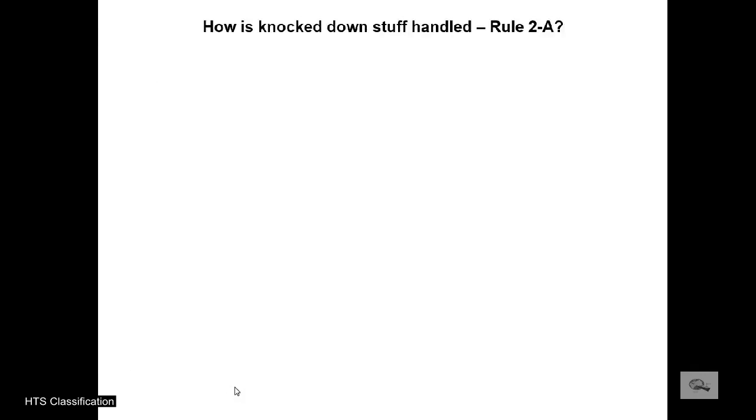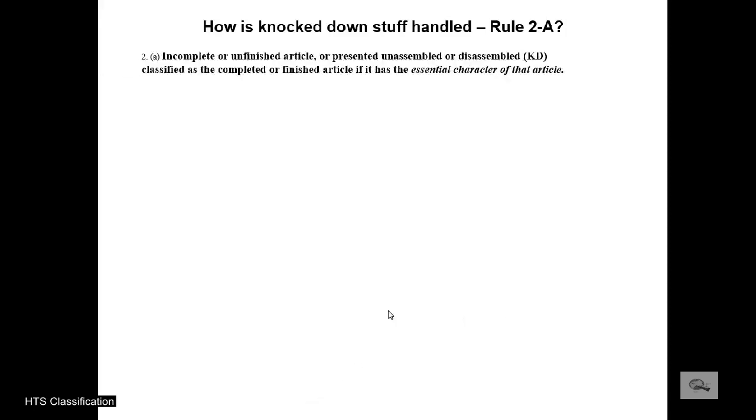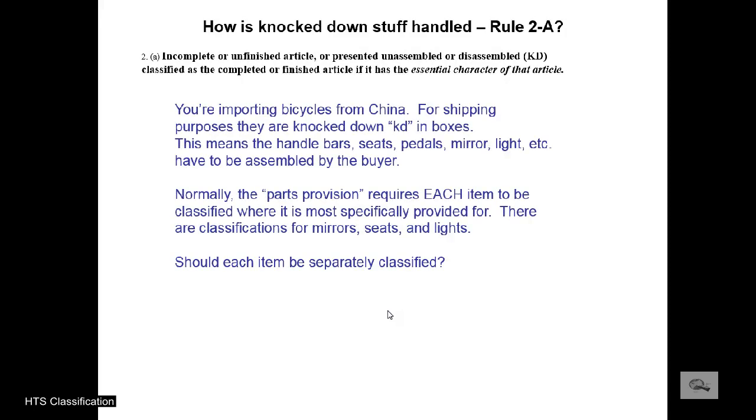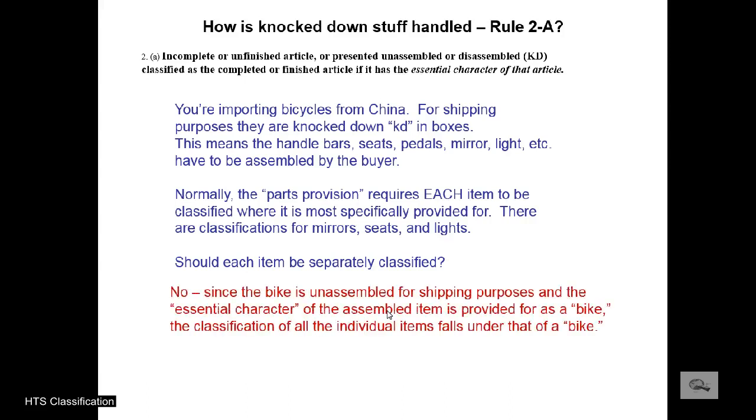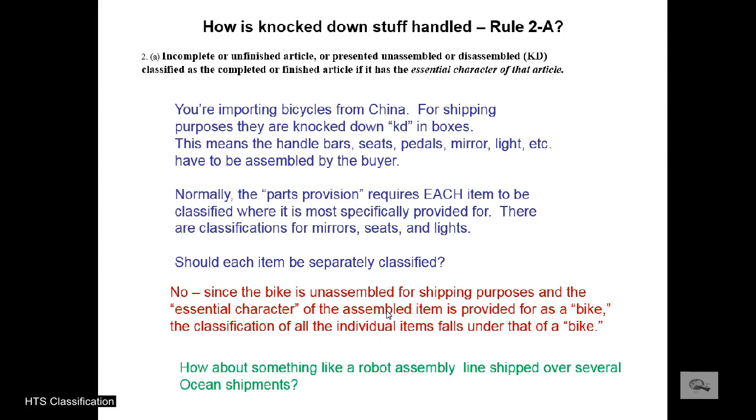If GRI 1 doesn't apply, the classifier moves on to the next GRI for guidance. Rule 2A discusses how incomplete or unfinished articles are handled. In the case of a robot assembly line imported over several shipments, it may take a decision from the customs import specialist to allow all the parts to be classified under one end product classification. Normally, items that are knocked down would be shipped together, not over several shipments.